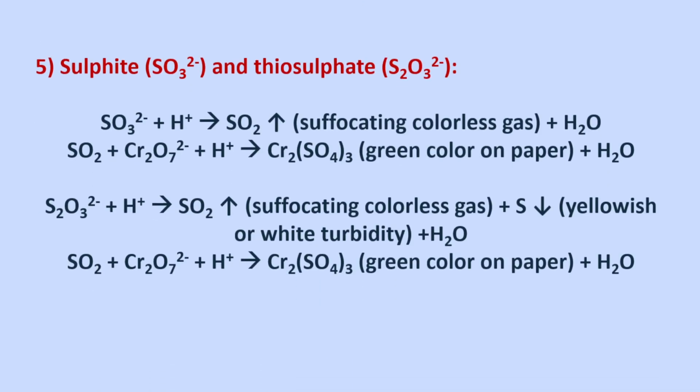Both sulfite and thiosulfate ions react with acid to produce colorless, suffocating sulfur dioxide gas. When this sulfur dioxide gas is treated with filter paper moistened with potassium dichromate, it turns the paper green due to the formation of chromium sulfate. Thiosulfate ion also produces a yellowish or white turbidity of sulfur in the semi-micro tube. This turbidity helps differentiate thiosulfate from sulfite.